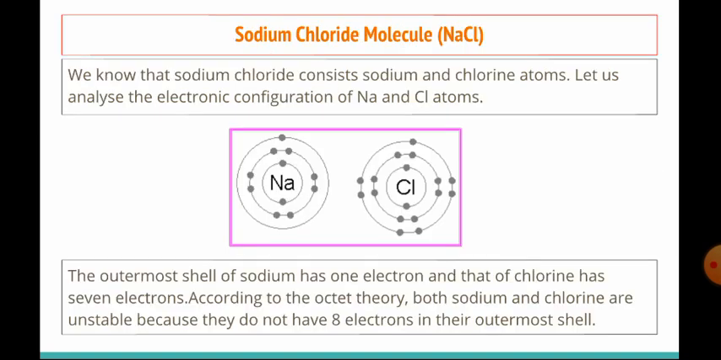Let us take the example of sodium chloride. We know that sodium chloride consists of two atoms, that is sodium and chlorine. Let us analyze the electronic configuration of sodium and chlorine atoms. The outermost shell of sodium has 1 electron and that of chlorine has 7 electrons. According to the octet theory, both sodium and chlorine are unstable because they do not have 8 electrons in their outermost shell.